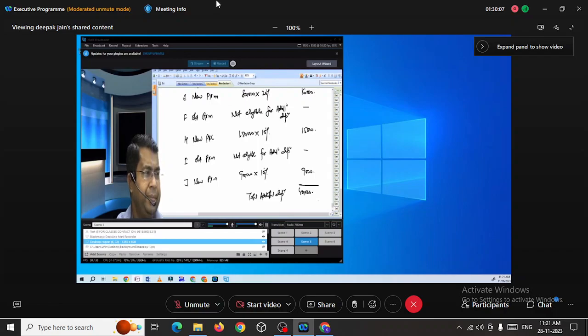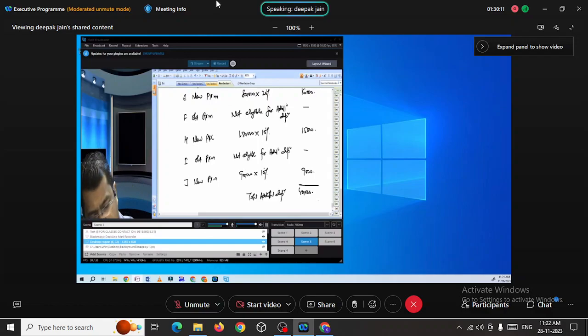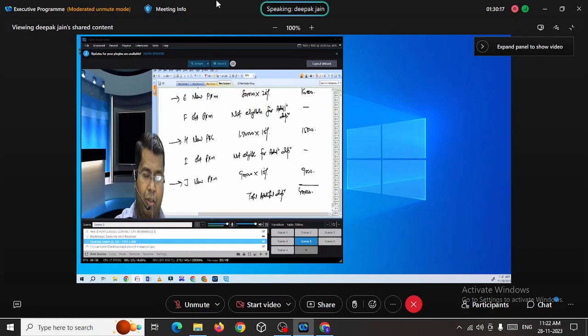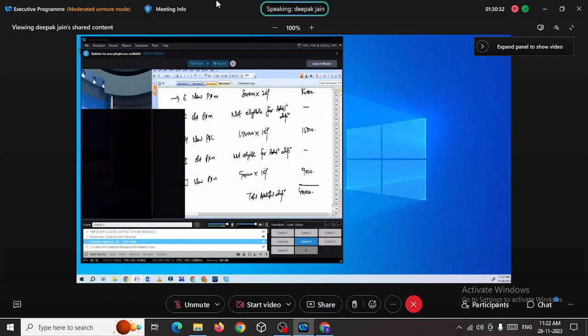Clear? E, H and J being new plant and machinery is eligible for additional depreciation. F and I is old plant and machinery, not eligible for additional depreciation. Only E, H and J. And out of E, H and J is put to use for less than 180 days. So therefore the rate of additional depreciation is also reduced to half.